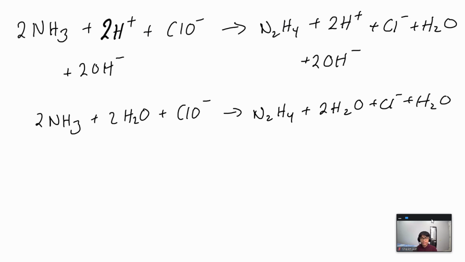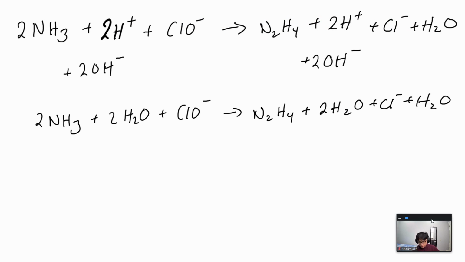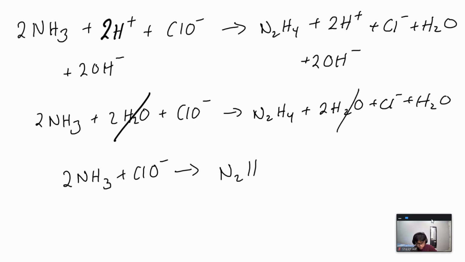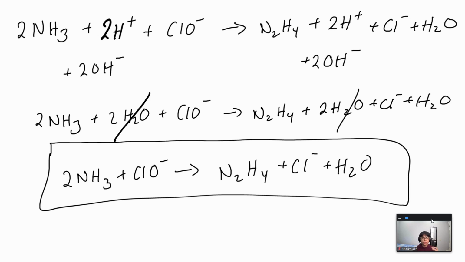So our next step here is to cancel out waters if possible. That's step 4, my bad. So now we can cancel out the waters. We have 2 waters on this side and 2 waters on that side. So we can cancel it out, and we are left with our final equation. 2NH3 plus ClO minus produce N2H4 plus Cl minus plus H2O. And that is how you balance it in a basic solution.